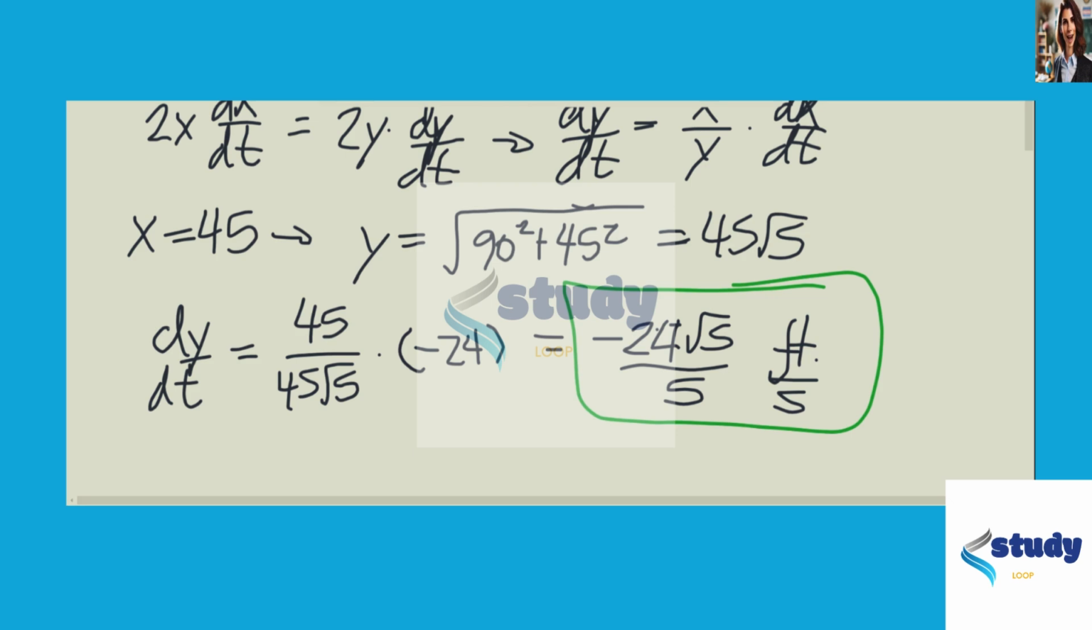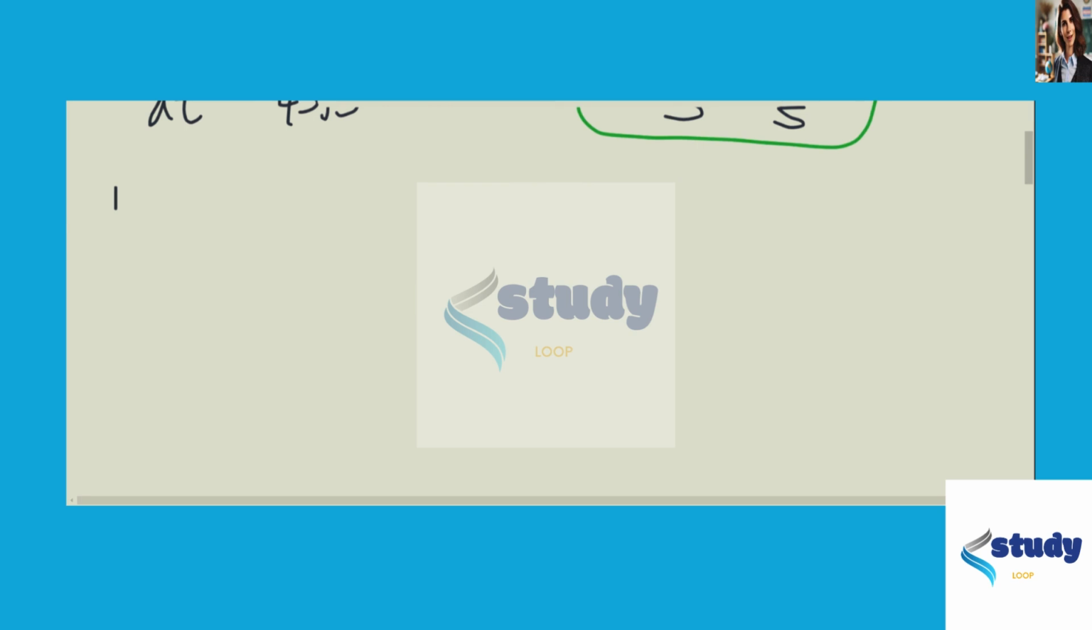Then in part B, we're asked at what rate is his distance from third base increasing at the same moment. So this is a similar idea.